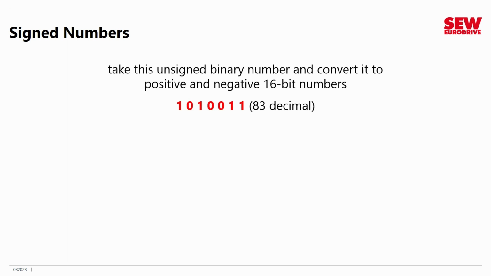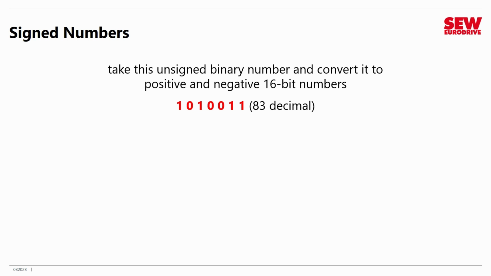I want you to take this number, which is 83 in decimal. It is 1010011 in binary. And I'd like you to make that into plus 83 and minus 83, and then sign extend it so it's a 16-bit number. All right? So go ahead, pause the video, do those two conversions. All right, let's see how you did.